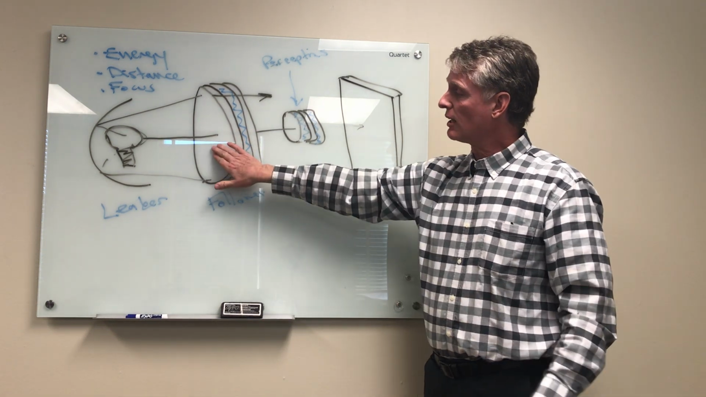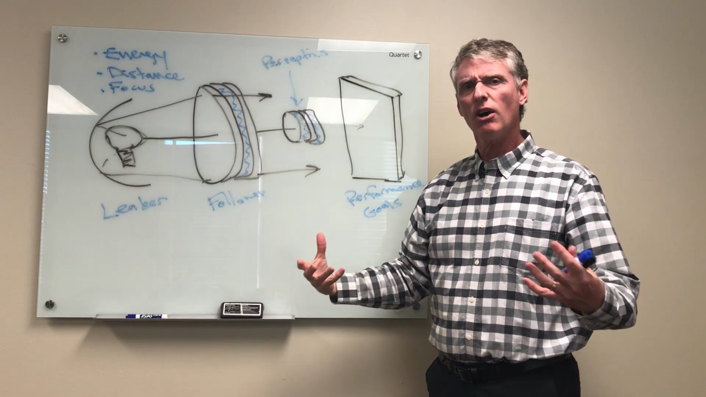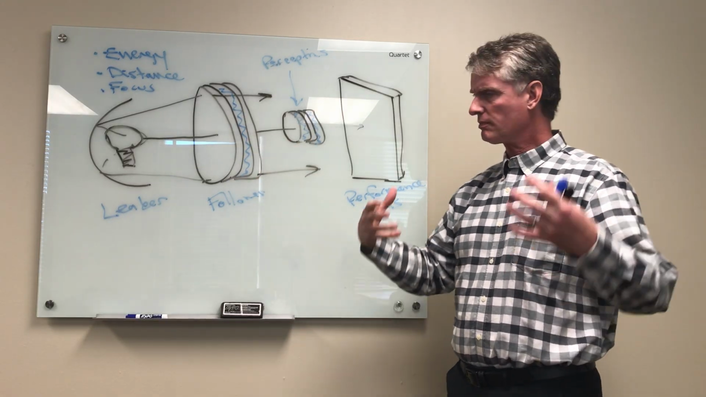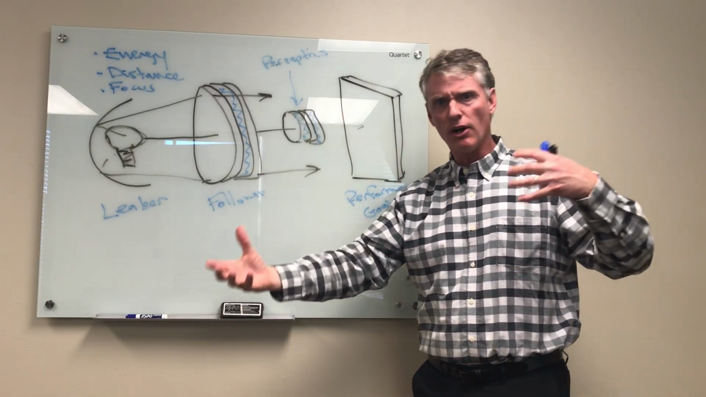So if the characteristics of the group or the followers are poor, you have people who don't get along with each other. They don't know what to do. Maybe there's some infighting. Maybe there's some power plays and politics going on.